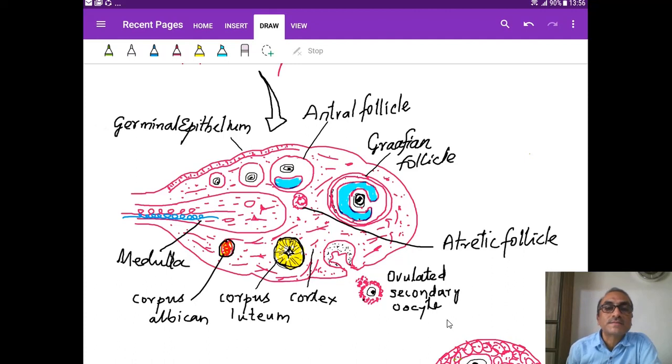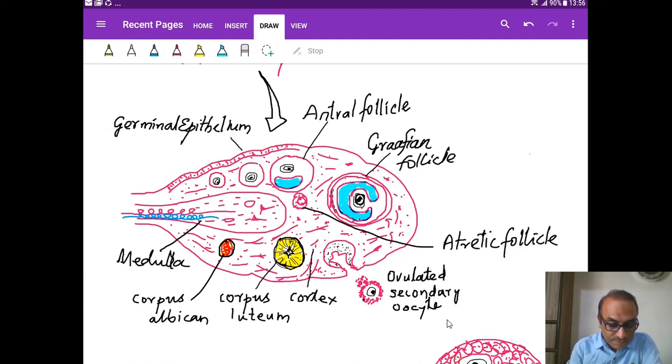The interior of the human ovary is divided into two parts. The central one is the medulla, and the peripheral, surrounding one is the cortex. As we see in the medulla, there are blood vessels entering into the ovary. So that means the medulla region is richly supplied with blood vessels, nerves, and there is also connective tissue.